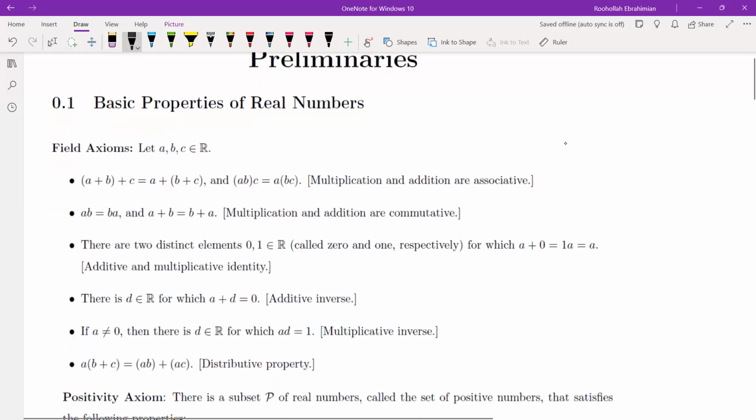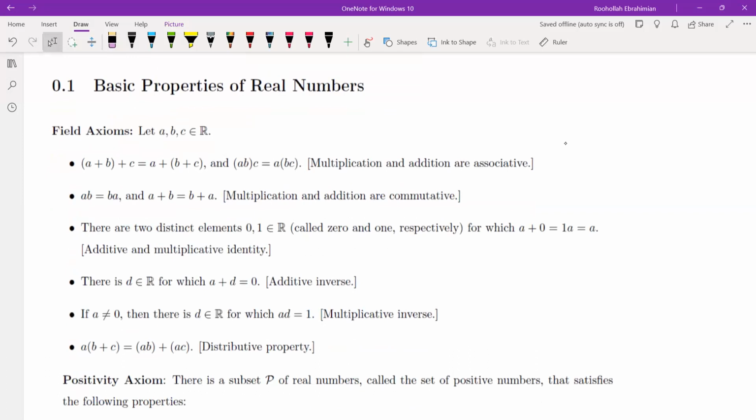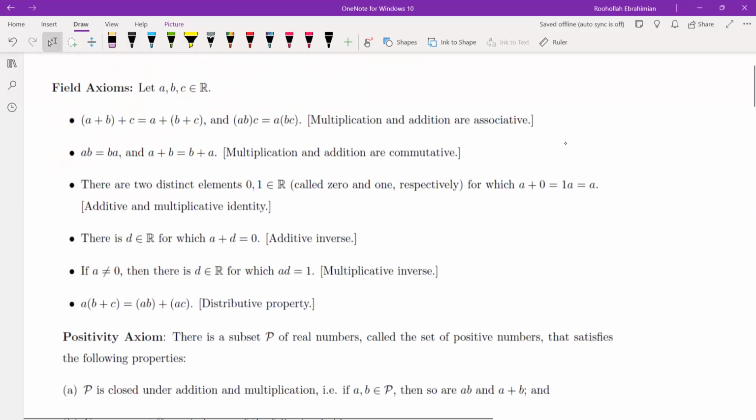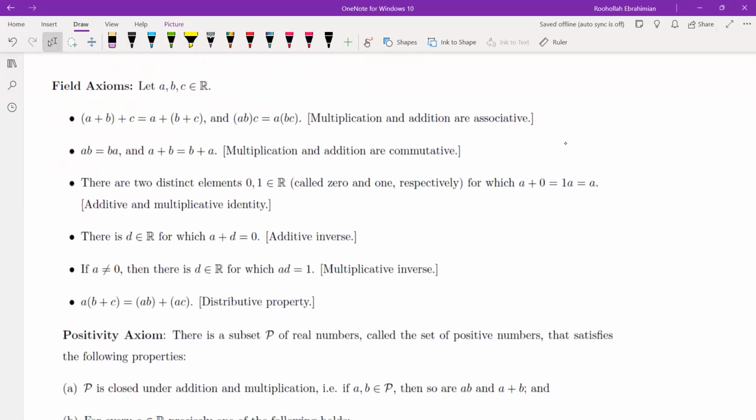The first property is that addition is associative. So (a plus b) plus c is equal to a plus (b plus c). And the same is true for multiplication, so multiplication is also associative. Addition and multiplication are also commutative. That's the second property.